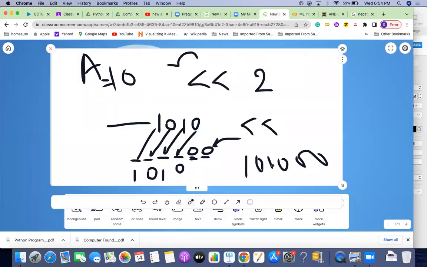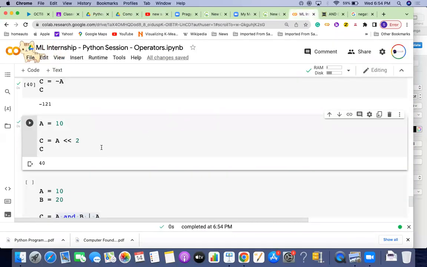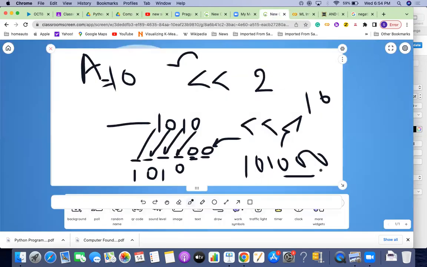What is this value? This is 16, correct? How much is it actually? And this is 32. So A is equal to, what is this number? If I shift 2 bits, then what I'm getting is 40. Any questions here? Is 40 correct? How much is this number?